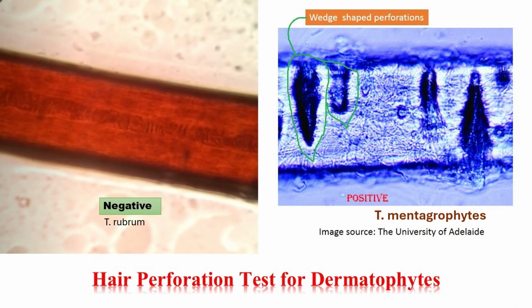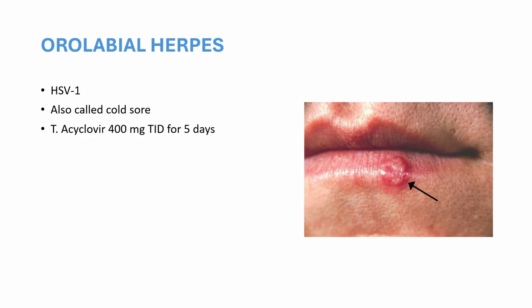Now this is a hair perforation test for dermatophytes. Just like I mentioned, you have ectothrix and endothrix. So in Trichophyton mentagrophytes, this hair perforation test is positive. It goes in, right? It perforates in. That is called hair perforation test positive, shown by Trichophyton mentagrophytes. But the hair perforation test is negative in case of Trichophyton rubrum. That is one thing that you identify to differentiate between ectothrix and endothrix. So that was regarding Tinea capitis.